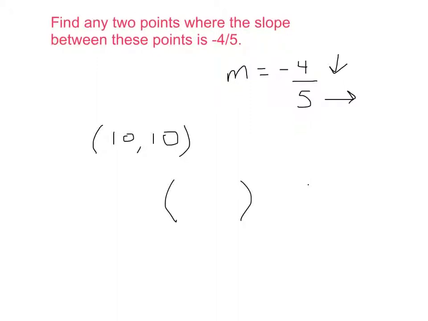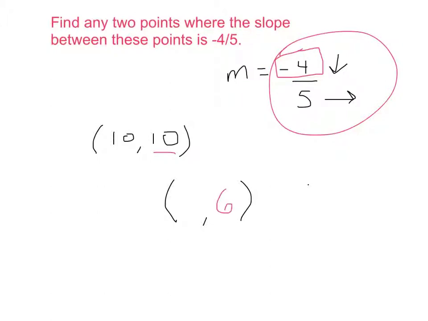So to get my second point, I have to look at my slope here. I know that it says that y went down by 4. So if I started at 10 as my y, and it went down by 4, well, then I'm going to end up at 6. And for my x, I know that x went up by 5. So if I started at 10 for my x, and went up by 5, now it's going to be 15.